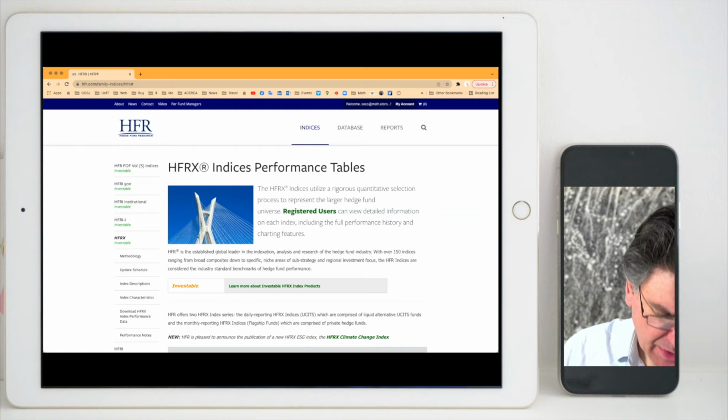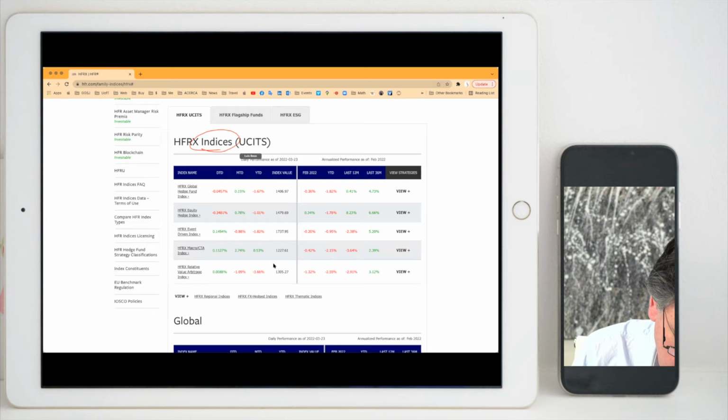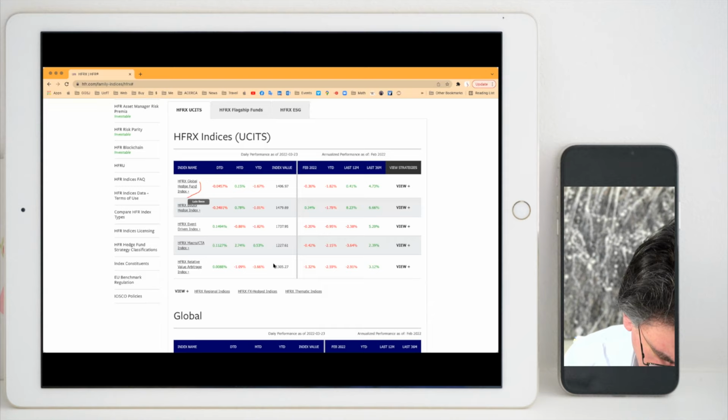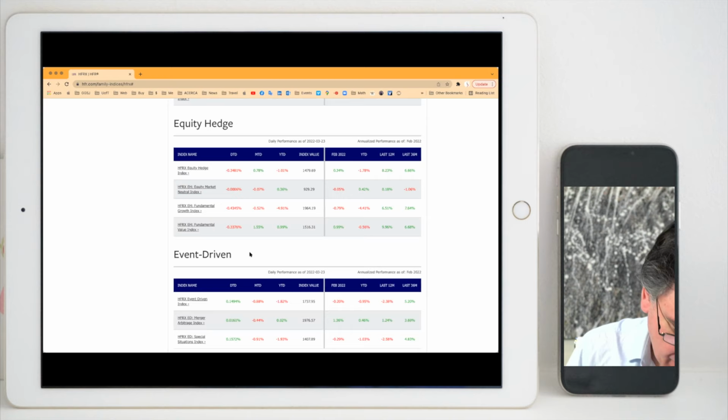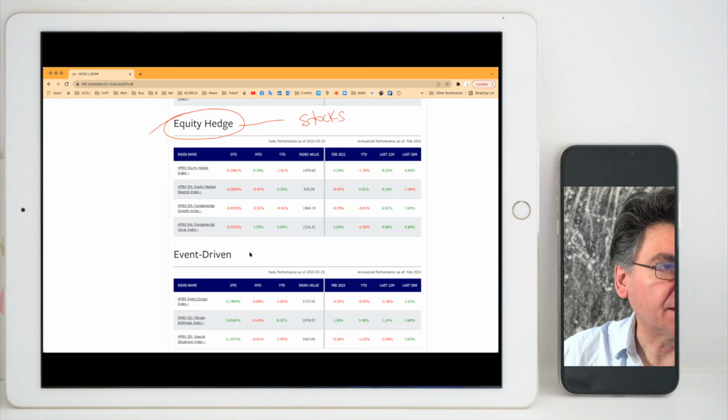And what this company does is they sell investments into different types of trading strategies. And those strategies, they call them indices, okay? HFRX indices. These indices have some generic names. You can check them here, Global Hedge Fund Index, a Relative Value Arbitrage Index, so on and so forth. But the ones which are interesting to us today are these ones here. Equity hedge. These are strategies that trade in stocks. Okay, we're gonna see them today. We're gonna understand what these strategies do.